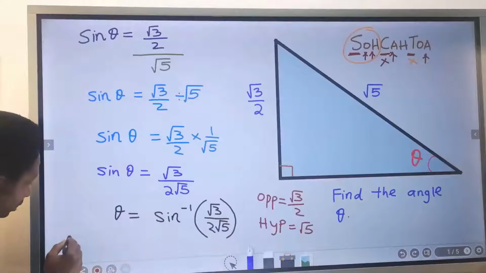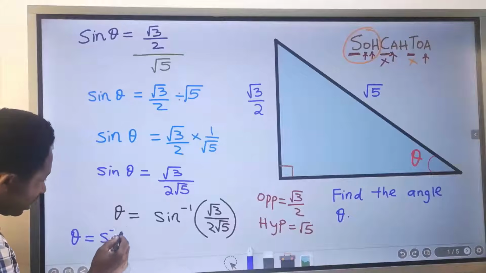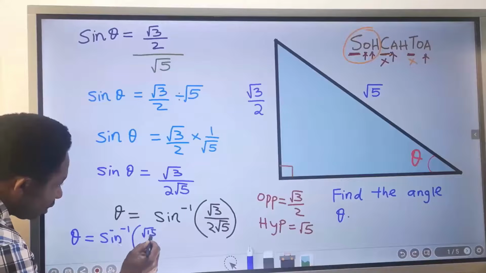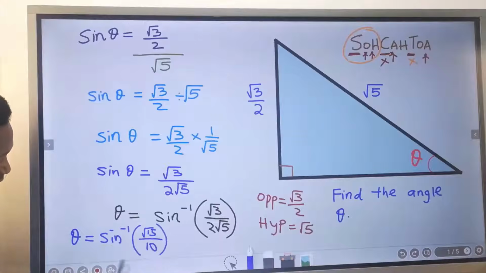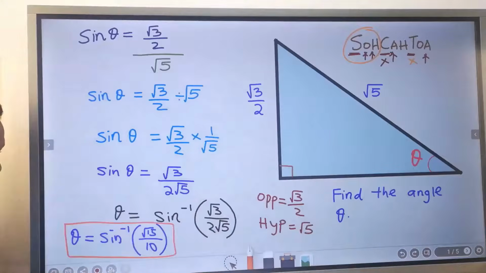Then theta is the sine inverse of the square root of 15 divided by 10. This becomes the angle in surd form, which is this angle, and this becomes our answer. In this question, you are not meant to use a calculator.